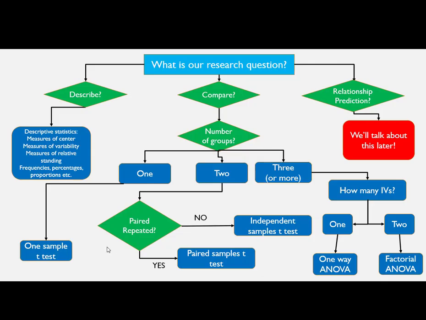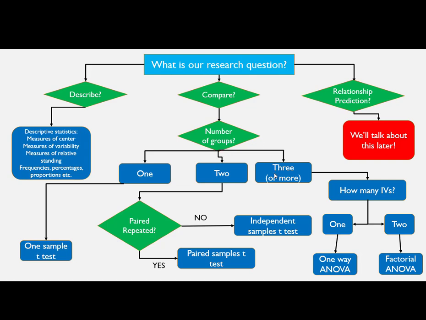Okay, let's think back to the flow chart that I showed you before. So if we think about our research question and we want to just describe a sample, we would use descriptive statistics. If we want to compare, we have to consider the number of groups we have. If we have one group, we do a one sample t-test against a hypothesized mean. If we have two groups, we need to consider, are they paired? If they're not, then they're independent, and therefore we do an independent samples t-test. If they are paired, then we would do a paired samples t-test.